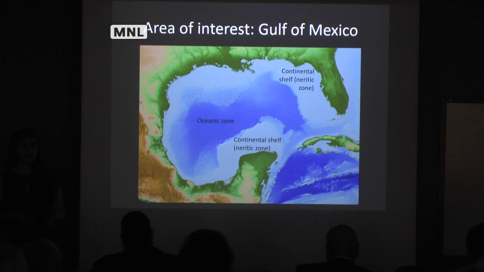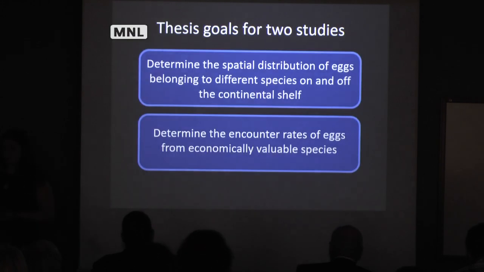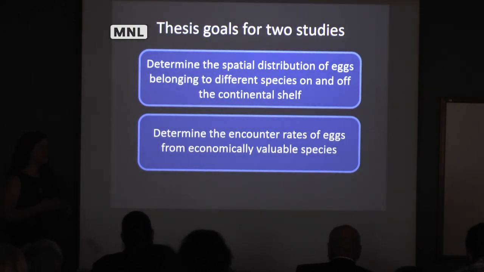In the center, we have the oceanic zone. This is the deeper area in the darker blue, and this area can be up to 4,000 meters deep. So that's pretty deep, a pretty drastic difference. So the goals of this study: we had 2 different studies in my thesis, and the goals of them were the same for both studies. The first goal was to determine the spatial distribution of eggs belonging to different species on and off the continental shelf, and to determine the encounter rates of eggs from economically valuable species.